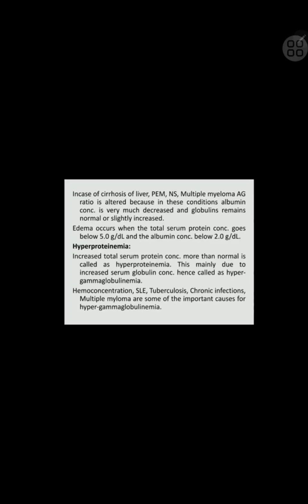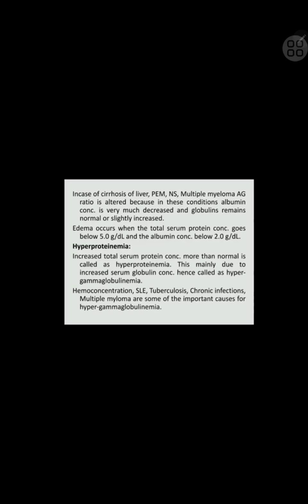Edema occurs when the total serum protein concentration goes below 5 grams per deciliter and the albumin concentration below 2 grams per deciliter. Of course, there are different types of edema. In case of nephrotic syndrome, you will get facial edema. In case of cirrhosis of liver, you may get ascites. Ascites is nothing but accumulation of fluid in the abdomen. And maybe pitting edema. One of the important causes for pitting edema is congestive cardiac failure.